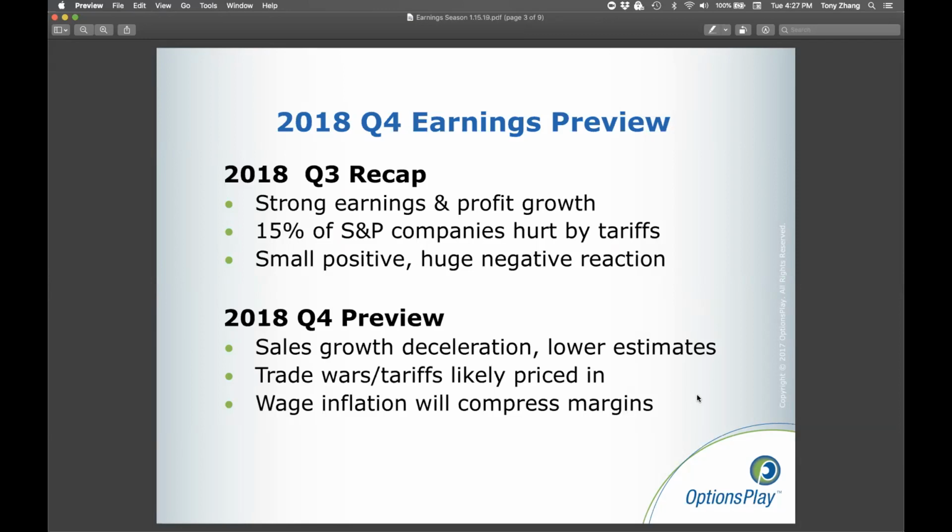However, the one thing we want to point out is that because we've had such a large pullback in November and December in the equity markets, we feel the effects of the trade war and tariffs are likely already priced in. So we don't necessarily believe you're going to see a huge sell-off as stocks lower their estimates, because these things are already priced in. And lastly, we are paying attention to wage inflation, which has compressed margins. Companies are making less profit on the same amount of sales because they have to pay their workers a little bit more because of inflation.